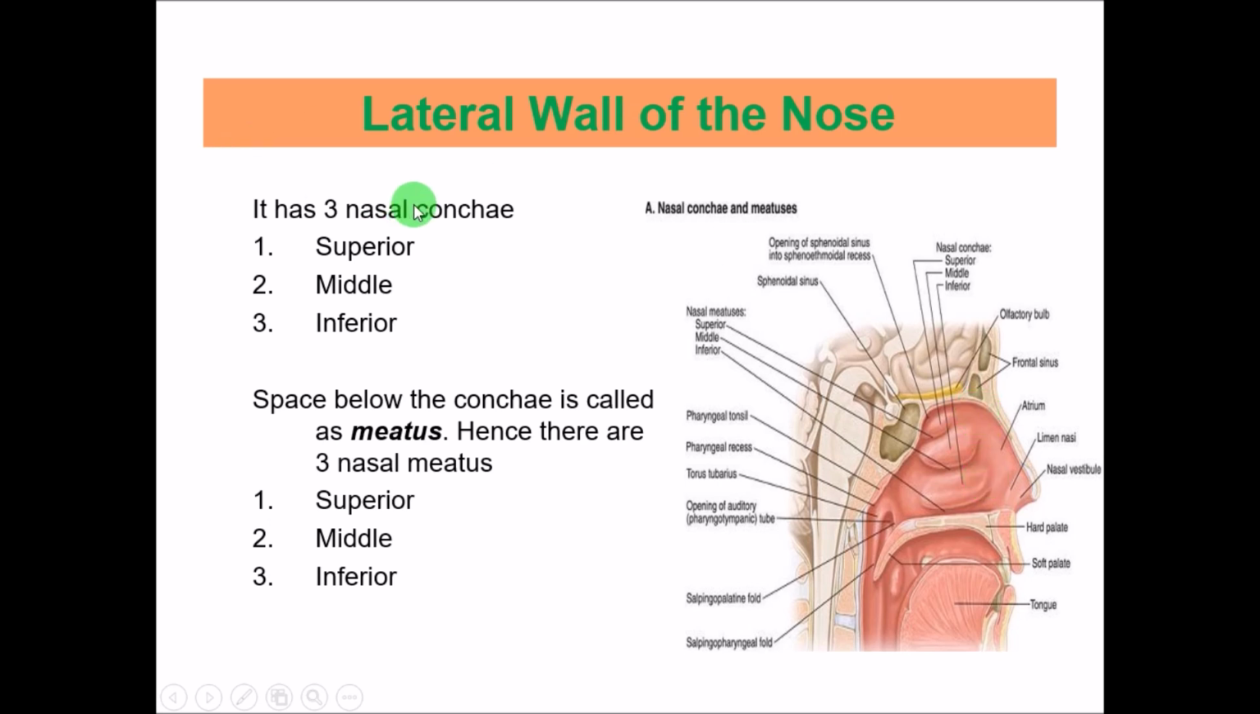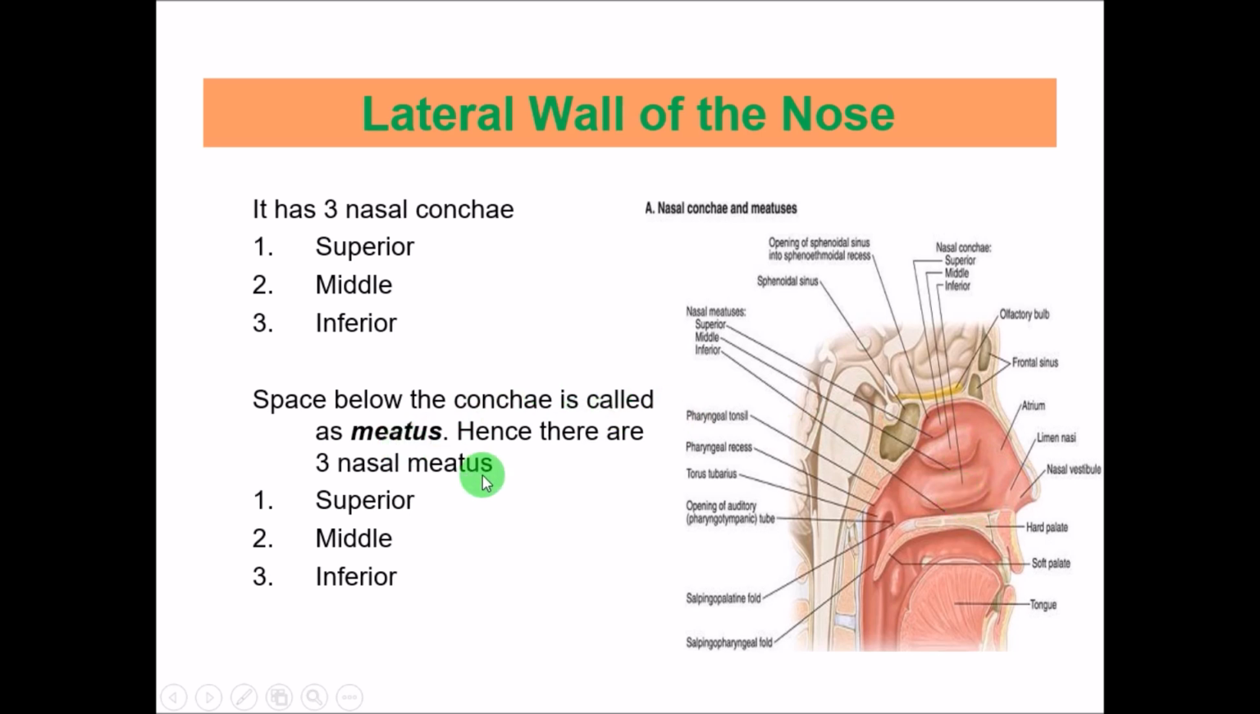So what are these? It has three nasal conchae. So there are three nasal conchae. This is the superior, this is the middle, as well as the inferior concha. Conchae means elevations which are seen here. Okay, then the space below the conchae is called the meatus. So it is curved and below that there are spaces. These spaces are called meatus. So there are conchae which are elevations from the lateral wall, and below the concha there are spaces. These are called meatus.